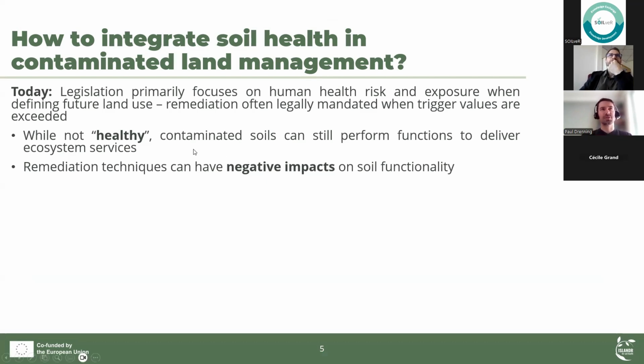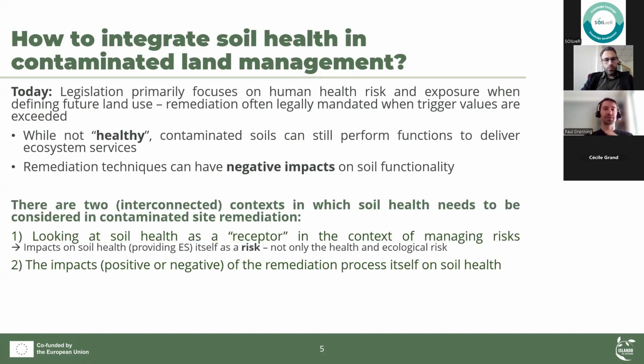And then with regards to this new soil monitoring law, if you look at their criteria for what is a healthy soil, if a soil is contaminated, it's technically not healthy according to this, though as we've seen in the previous presentations, they can still perform functions and deliver ecosystem services. And that's something that's quite often neglected in the contaminated land management process. And this next point is also typically neglected, which is that the remediation techniques themselves can have significant negative impacts on soil functionality. So it's worth considering that in our site management process.